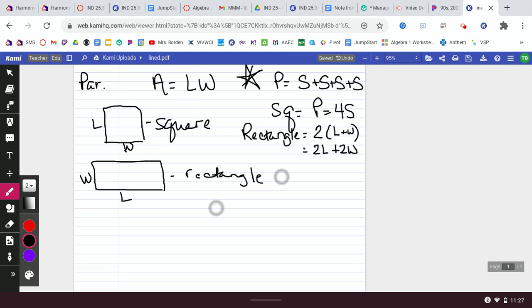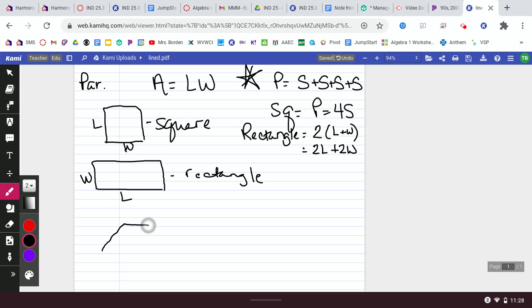The other one you're going to see is one of these on here. They look like this, but it's basically if you just took a square and you slanted it, it doesn't change anything, right? So this is known as a rhombus, I think. Okay, it doesn't change anything.